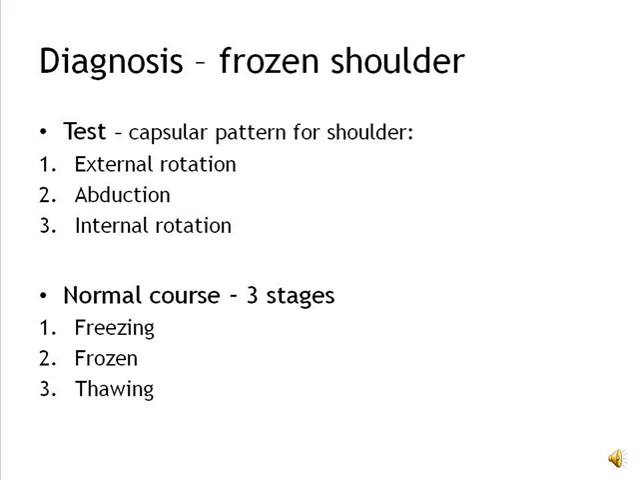Stage 2 is the frozen stage, or adhesive stage, marked by a slow improvement in pain, but the stiffness remains. This stage generally lasts for 4 to 9 months. Finally, stage 3 is the thawing or the recovery stage, when the shoulder motion slowly returns toward normal. This generally lasts from 5 to 26 months.